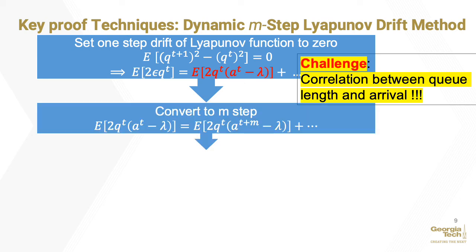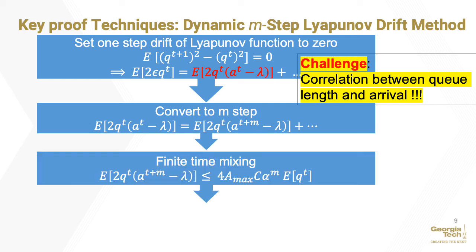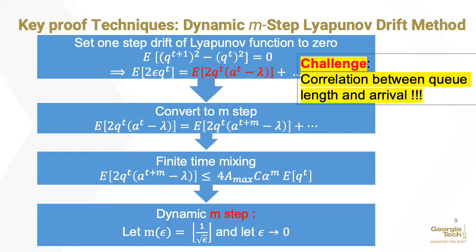We propose that we can use the m-step method. We convert the one-step drift to the m-step drift, and we expand it. We can get the following equation here. In order to deal with the correlation between q_t and a_{t+m}, we use finite-time mixing. We notice that as m goes to infinity, their correlation actually decreases exponentially fast. So this is a key observation. Once we have this observation, we can pick m as a function of the heavy traffic parameter epsilon. And when we let epsilon go to 0, at the same time, m goes to infinity. That means in this limiting process, the correlation decreases and then becomes 0.